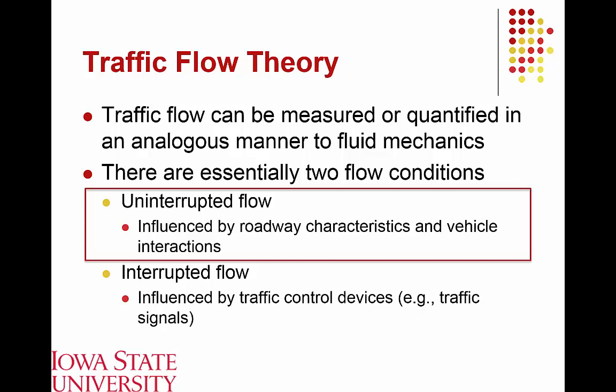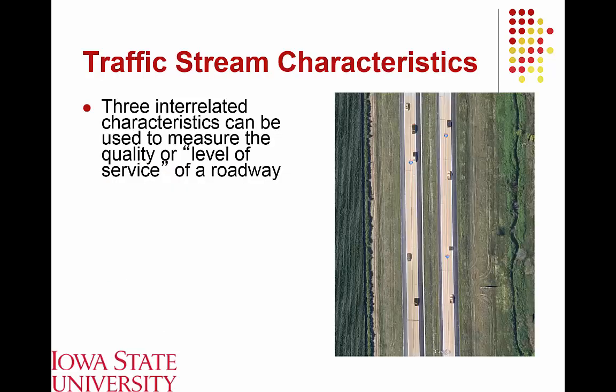And so when we think about uninterrupted flow, what we are looking to do from a traffic engineering standpoint is find ways for us to measure or quantify the level of service that's being provided by a specific road facility. So for example, if we're looking at one stretch of interstate versus another, how can we say that conditions are quote unquote better on one versus the other?